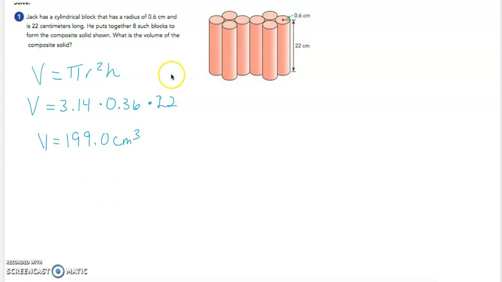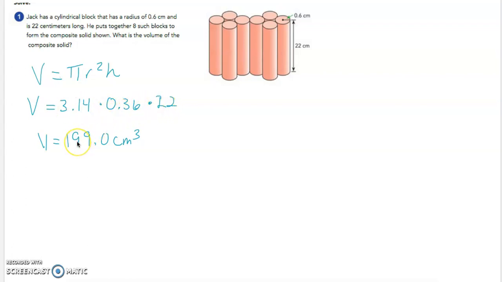So the only thing I'm going to do is find the volume of one of these cylinders and then just multiply it by 8. The formula to find the volume of a cylinder is pi r squared times height. I fill in what I know. The radius squared is 0.36 and our height is 22. I multiply this all out.